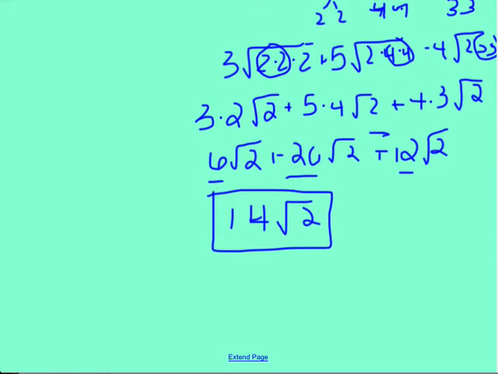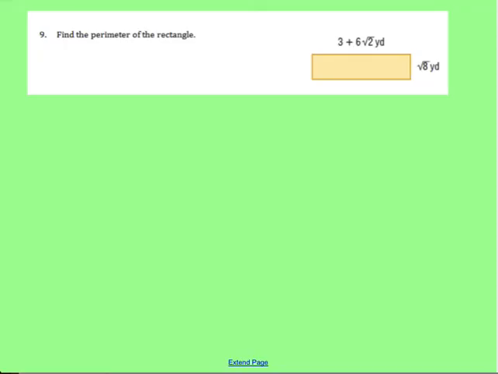All right, let's take a look at this perimeter problem. So we want to find the perimeter of the rectangle. So if this is the square root of 8, then this is also the square root of 8. If this is 3 plus 6 square root of 2, then the other one is 3 plus 6 square root of 2. And that's just by definition of a rectangle.